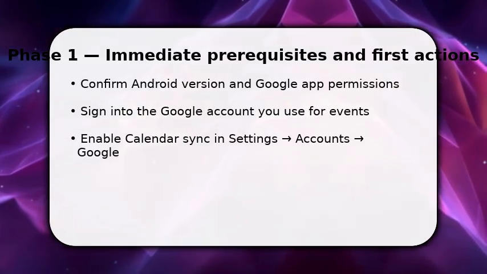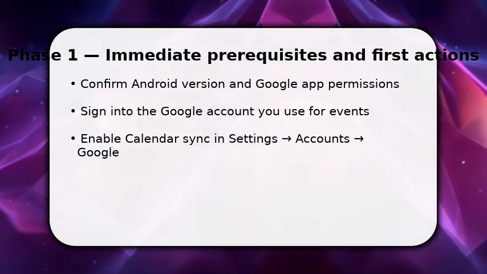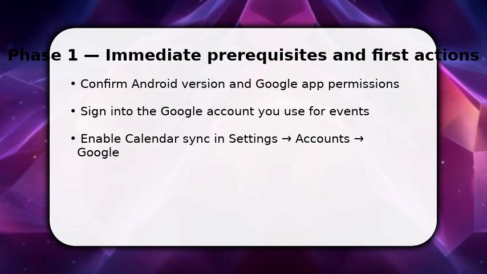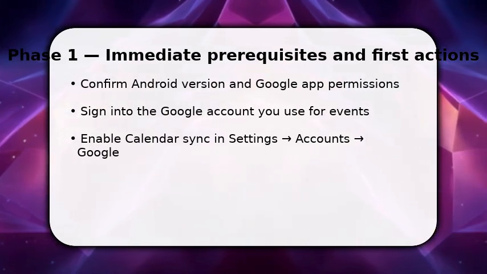Once done, open the Google Calendar app to observe existing events. This verifies the connection and prevents duplicate calendars later.